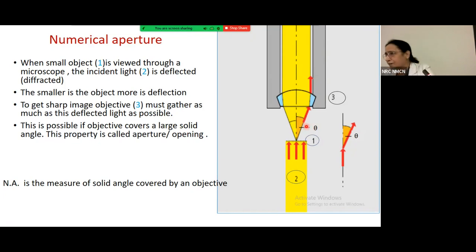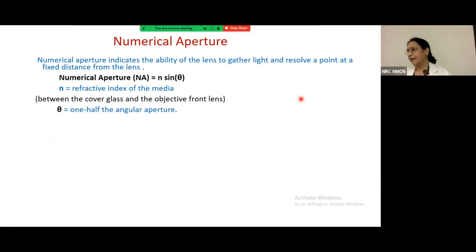This property is called aperture or opening, and this is represented by half of this cone, which some people call theta and some write alpha. So numerical aperture is the measure of the solid angle which is covered by this objective. It indicates the ability of the lens to gather light and resolve a point at a fixed distance from the lens. It is shown by this equation: numerical aperture is equal to n sine theta. n is the refractive index of the medium and theta is one half of the angular aperture.